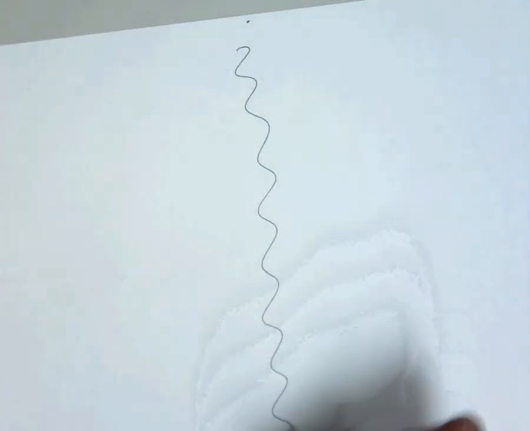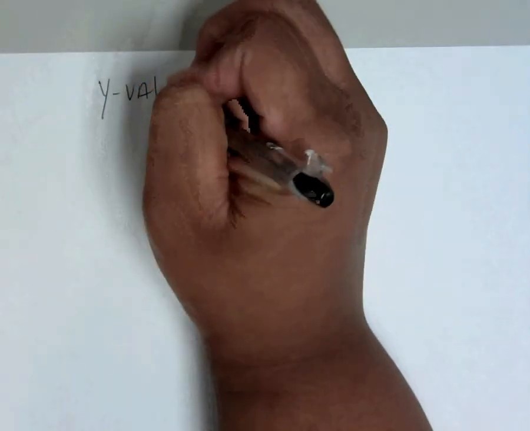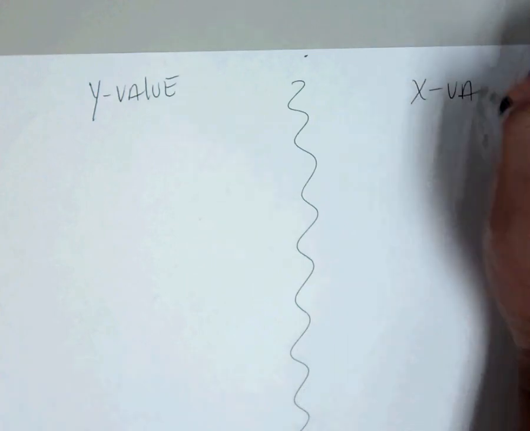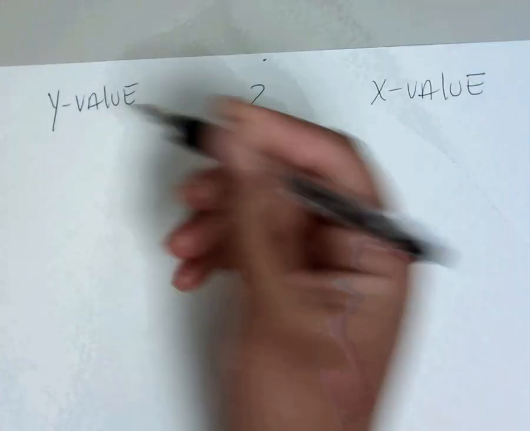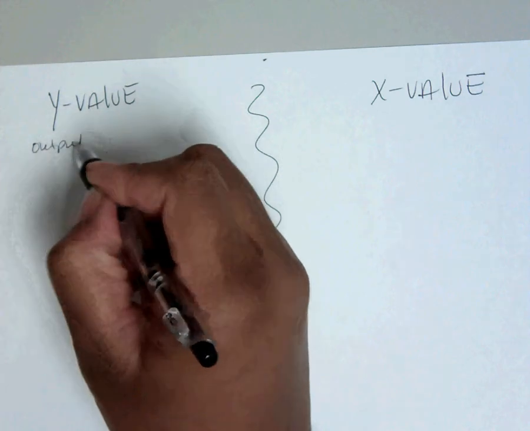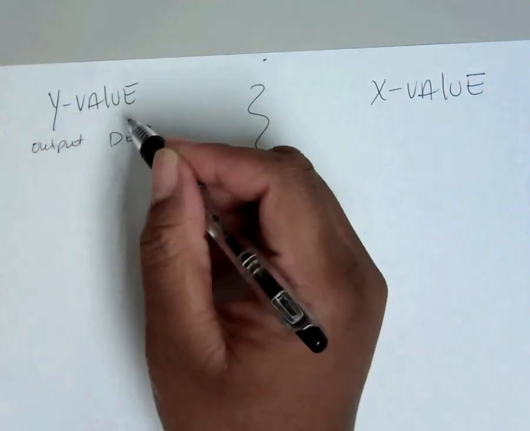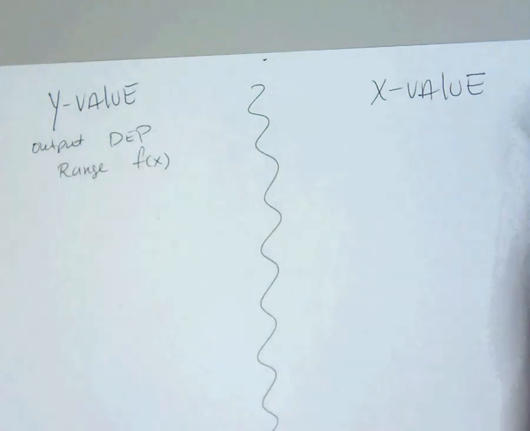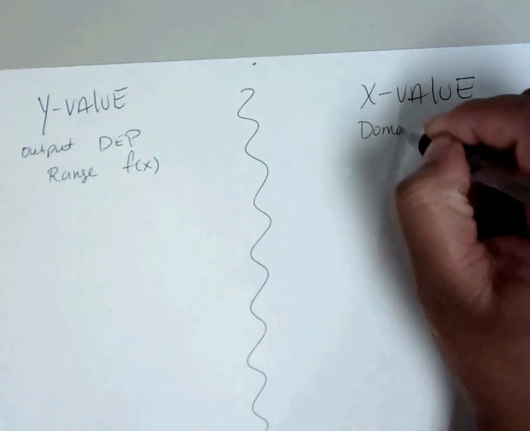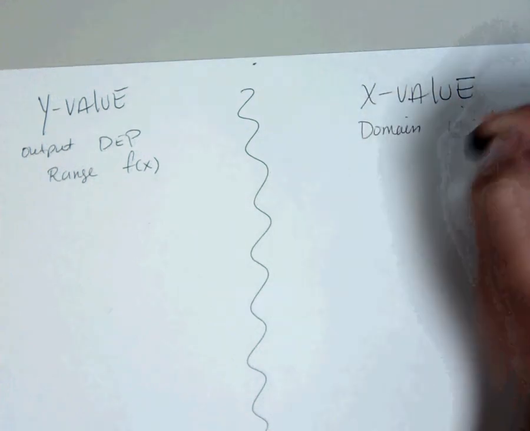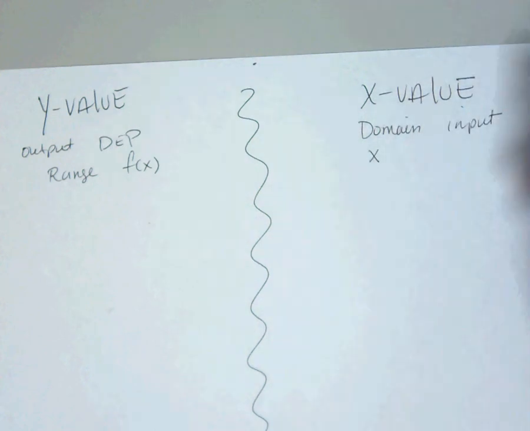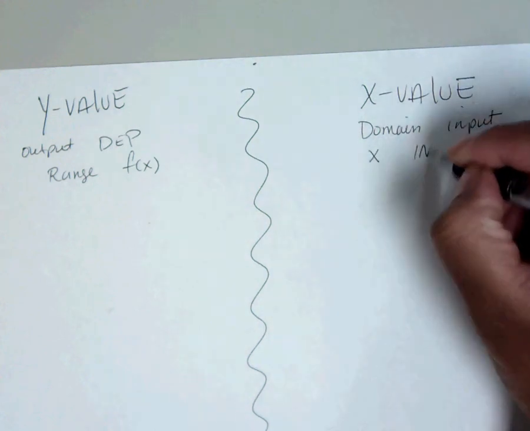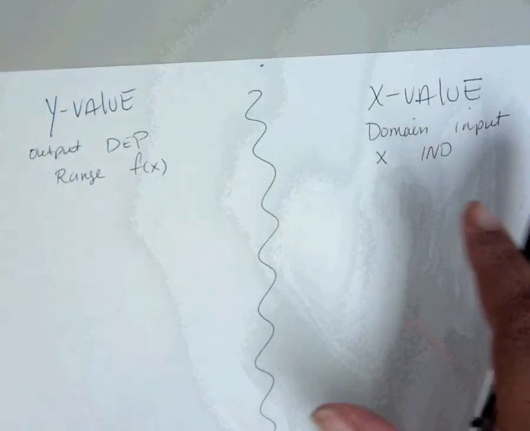Now let's talk about the two that we've been practicing with all year. The y value and the x value. We have learned that the y value is output, the y value is dependent, the y value is range, the y value can also be f of x. Well, the x value is domain, it's input, it is just x. Am I leaving anything out? Independent. We know all of those things are true.